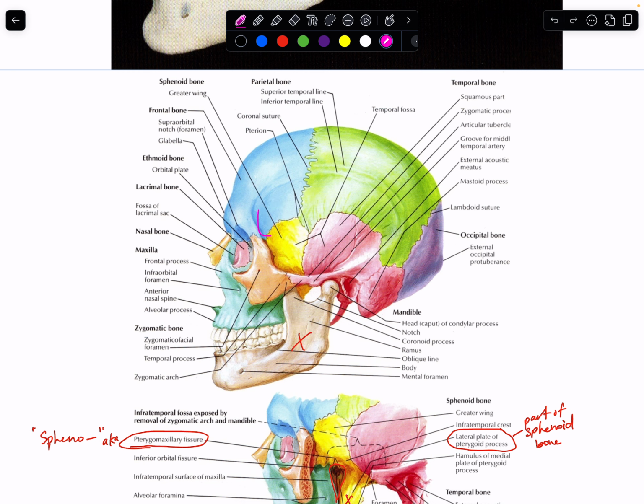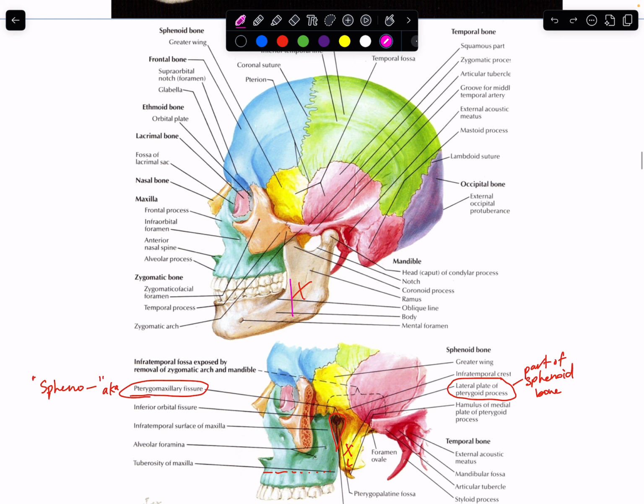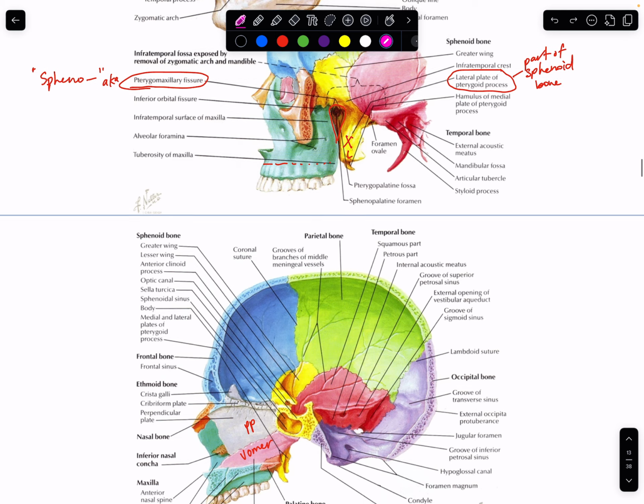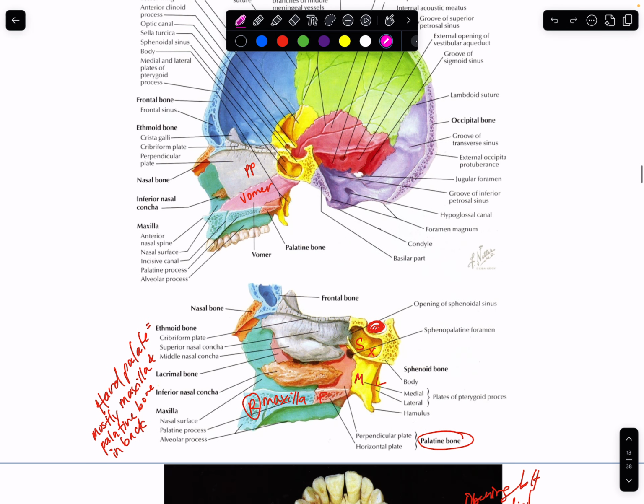So I'm hoping that you said the temporalis muscle, which we scraped down so that we could cut. And I'm hoping down here what's on the mandible, so I'm hoping you said masseter.